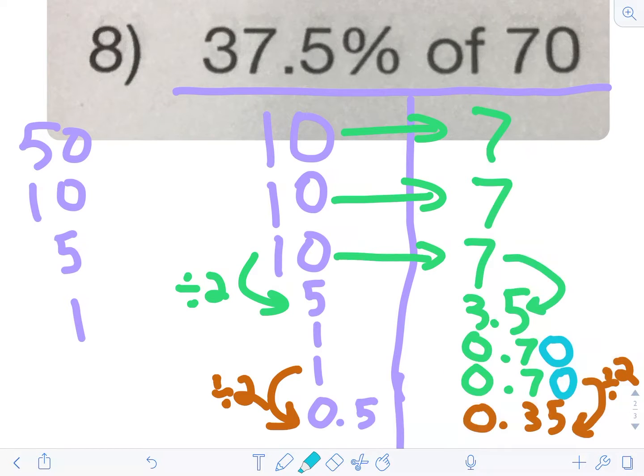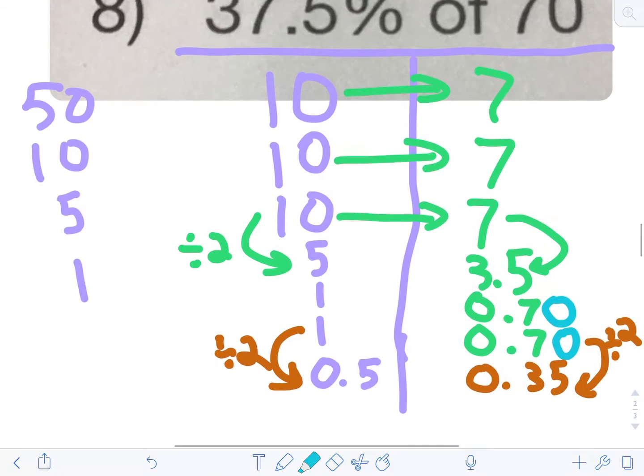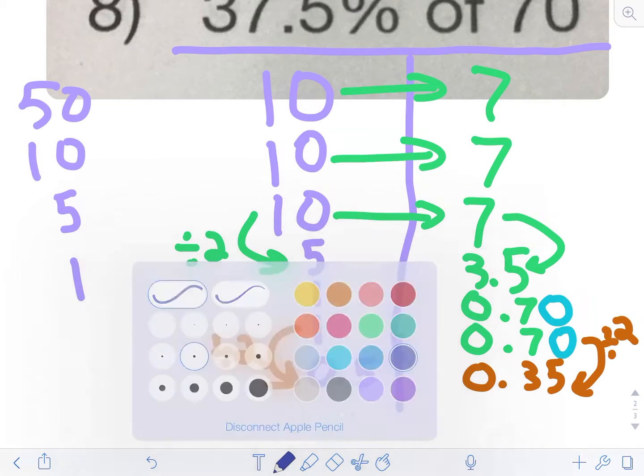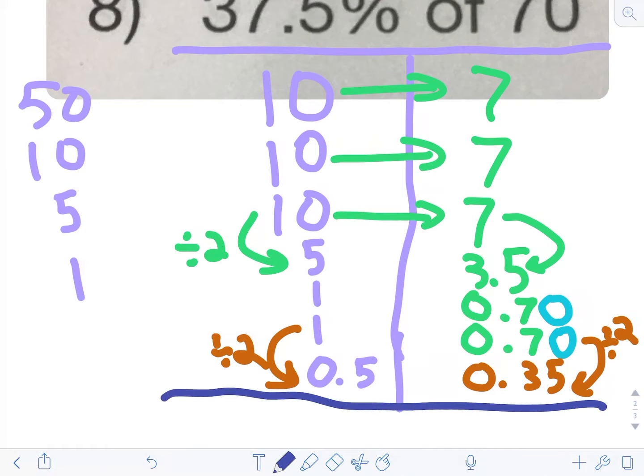So let's look. 3 times 7 is 21. 21 plus 3.5 is 24.5. 2 0.7s are 1.4. So that would be 24.5 plus 1.4, 25.9. Yep, add 0.35 to that. That would be 26.25. Now, I just did that in my head because nothing's more boring than watching someone else do arithmetic. But please take your time when doing this.